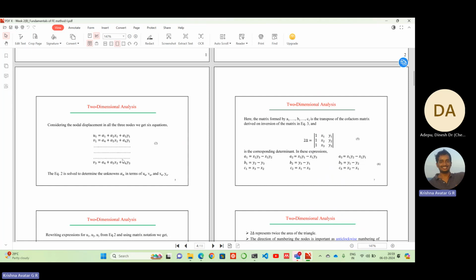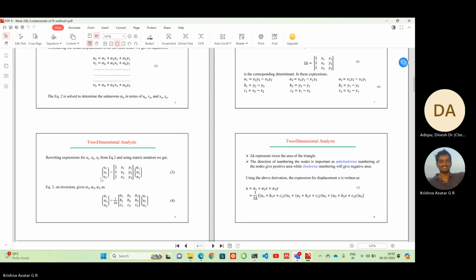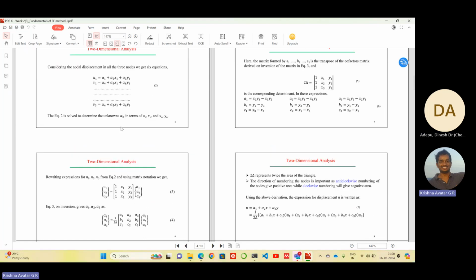In terms of u1, u2, v2, that's how the goal is. We'll just have a look here. So the idea is this one: rewriting the expression from the equation to say this one, right? So we took the x component and we are able to write it in this form.